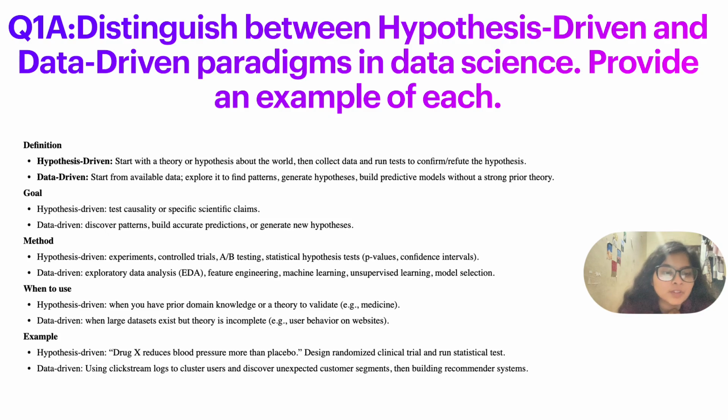While in data driven, we have data available and we check for underlying patterns, and then we generate hypotheses and build predictive models without a strong prior theory. The goal of hypothesis driven is to test causality or specific scientific claims, a statement already being claimed. And for data driven, the goal is to discover patterns, build accurate predictions, or generate new hypotheses.